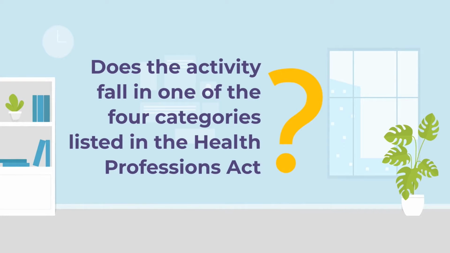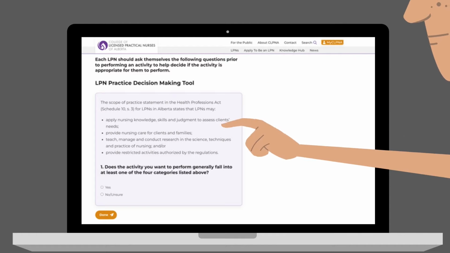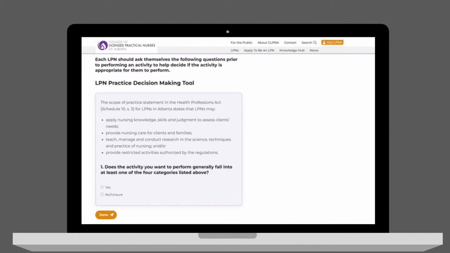First question, does this activity fall in one of the 4 categories listed in the Health Professions Act? It looks like it. Doesn't swab collection fit in Part B, providing nursing care? Absolutely. You're also applying your nursing skills, so that's Part A as well. Okay, so the answer to question 1 is yes. Moving on to question 2.